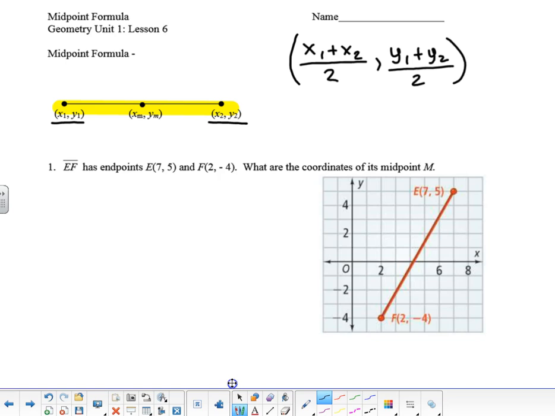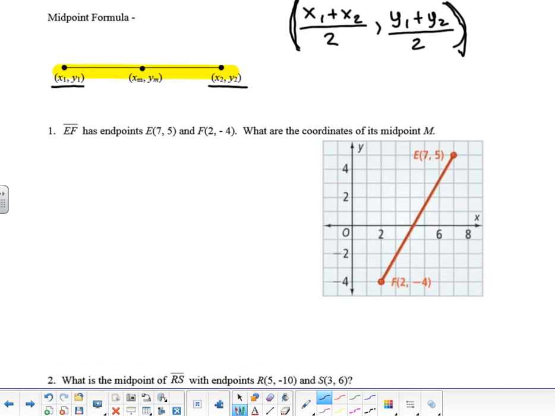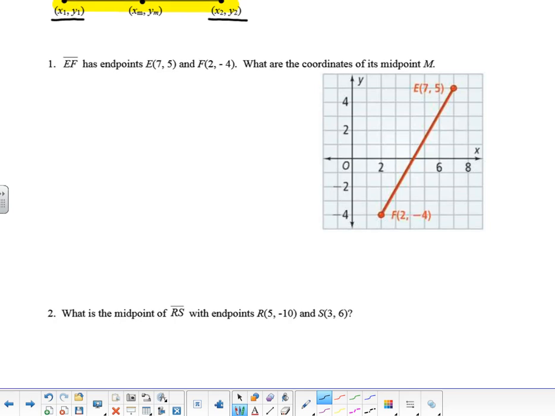Earmuffs at the end are about these parentheses here, okay? So that's the formula for the midpoint, and let's do some examples on the different types of questions. The first one: EF has endpoints E at 7, 5 and F at 2, negative 4, and we can see those two points on this grid that we're given. What are the coordinates of its midpoint? So we're trying to find the midpoint. I'm going to show you how to do the formula and then how to do the graph.